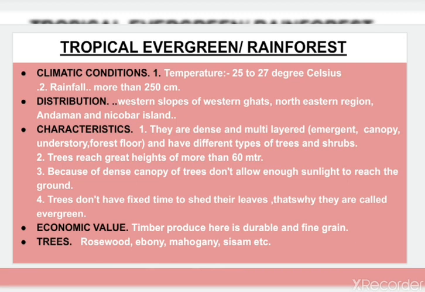The fourth point is economic value. Remember, the timber produced here is durable and fine grained, so it is useful for making furniture also. Then the names of the trees: rosewood, ebony, mahogany, sesame. These trees grow in the tropical evergreen or rainforest.